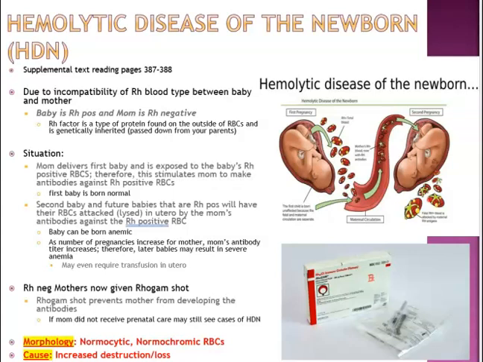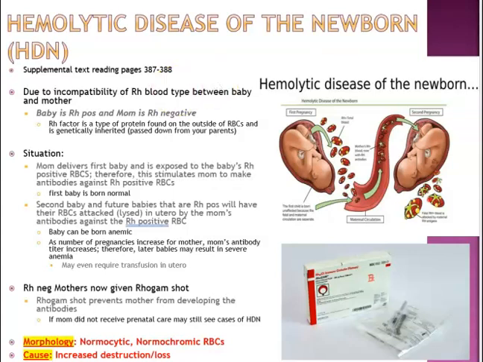The RhoGAM shot prevents mothers from developing those antibodies against Rh positive blood. If a mom did not receive prenatal care, we may still see cases of hemolytic disease of the newborn. So in these cases, the morphology of the red blood cell is normocytic, normochromic. Okay, so normal size, normal color. But the cause is increased destruction or loss.